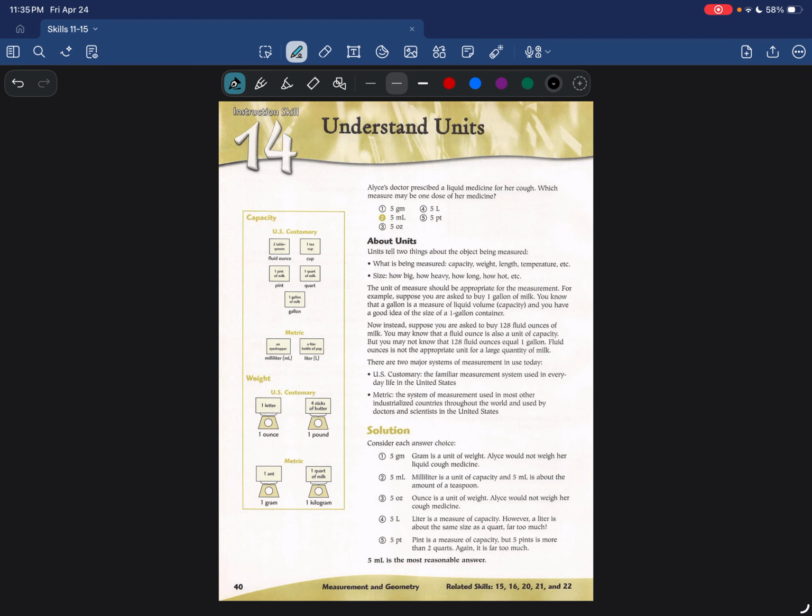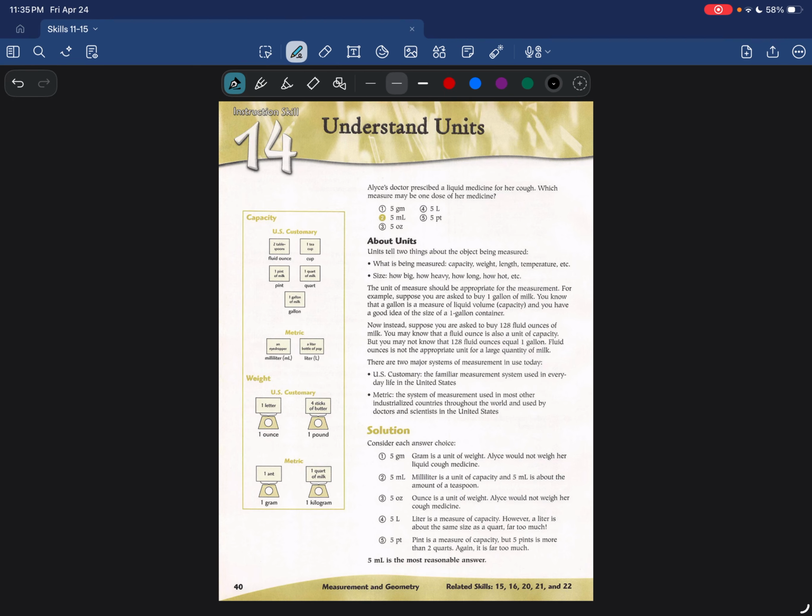There are 2 major systems of measurement in use today. The U.S. customary system is the familiar measurement system used in everyday life in the United States. The metric system is that system of measurement used in most other industrialized countries throughout the world and used by doctors and scientists in the United States.